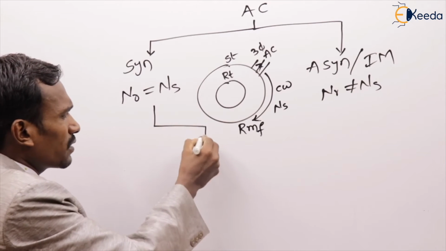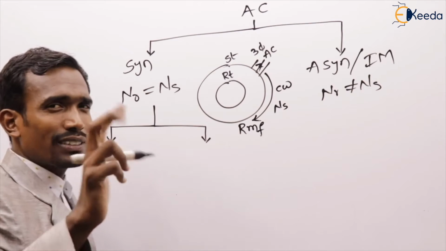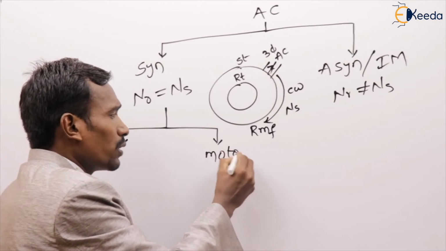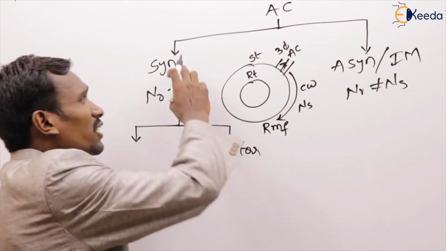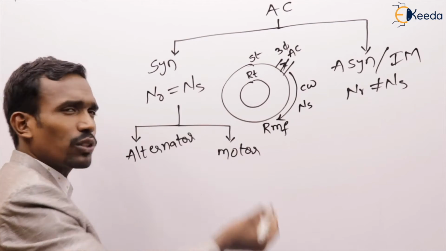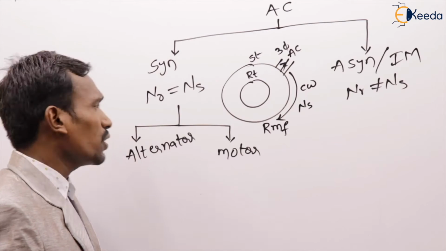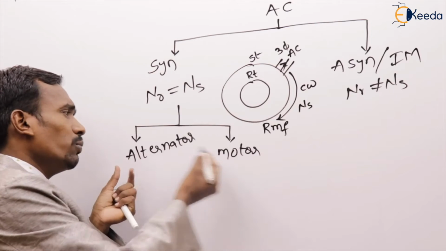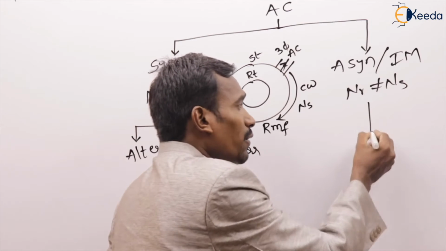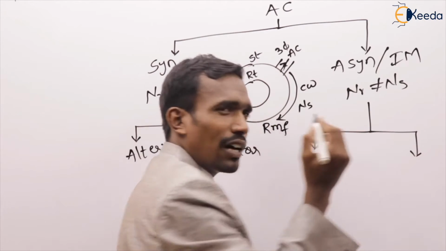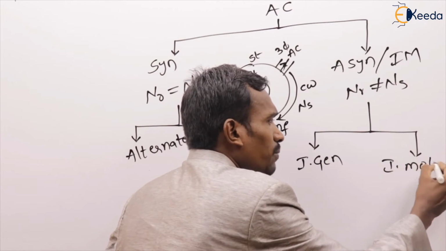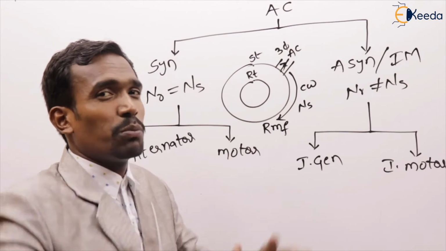Right, sir. Let's see. Generally, every machine has two modes of operation. One is the generating mode, another one is the motoring mode. The synchronous generator is also called an alternator. So in the synchronous machine we have two modes: one is the alternator, another one is the synchronous motor. Whereas in the induction machine we also have two modes of operation: the induction generator and the induction motor.